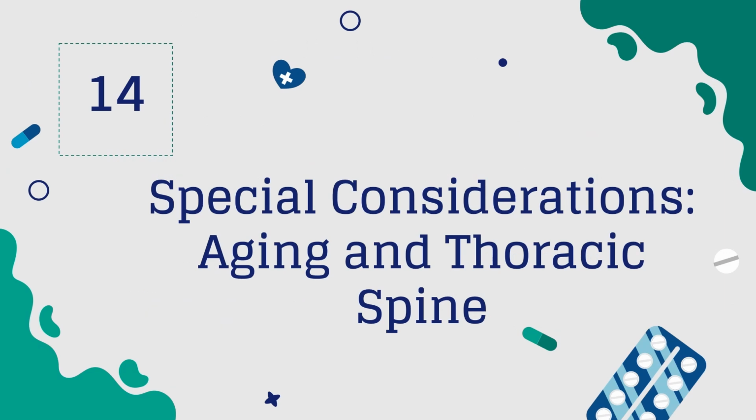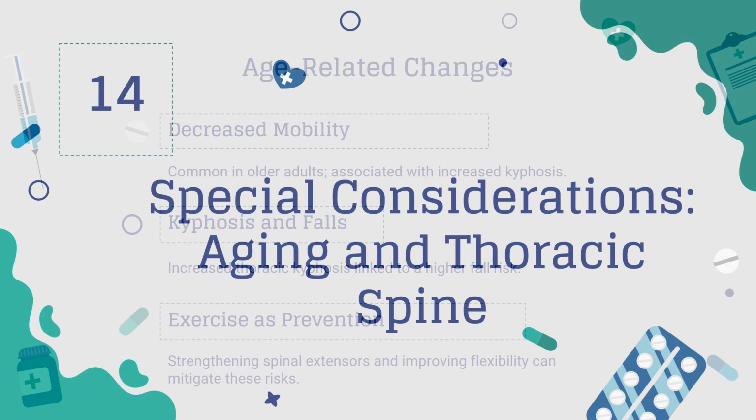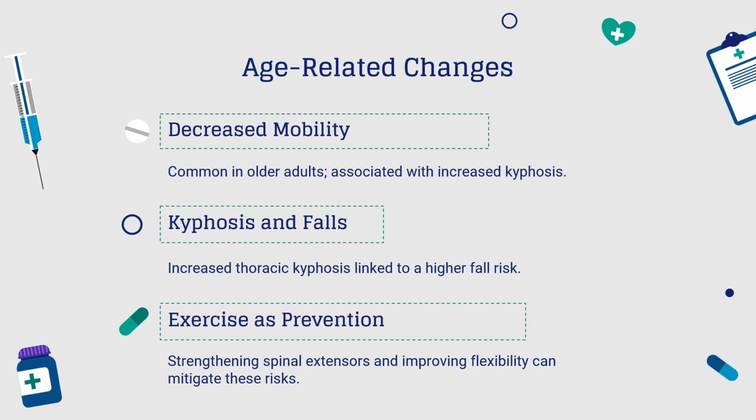Special considerations: aging in the thoracic spine. Age-related changes: decreased mobility, common in older adults, associated with increased kyphosis. Kyphosis and falls: increased thoracic kyphosis is linked to a higher fall risk. Exercise as prevention: strengthening spinal extensors and improving flexibility can mitigate these risks.